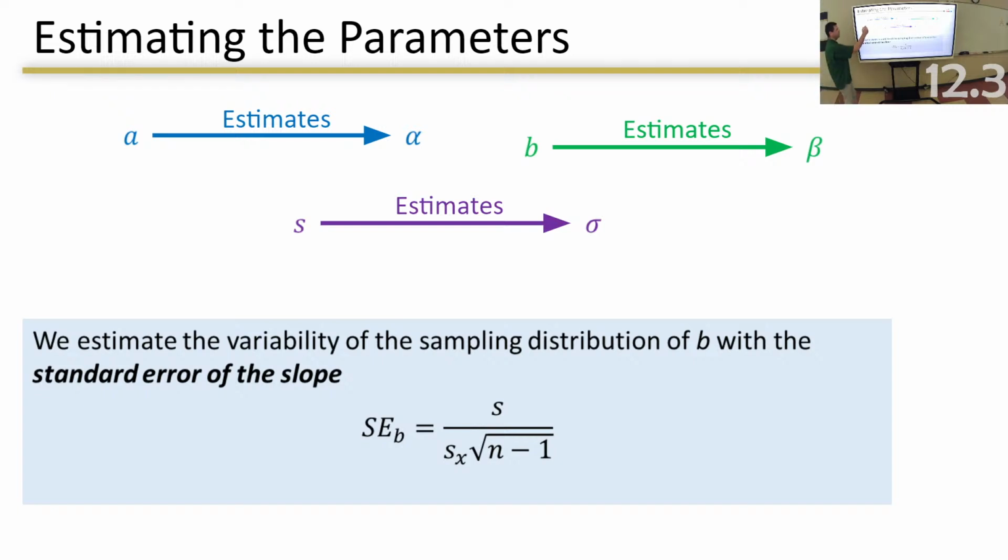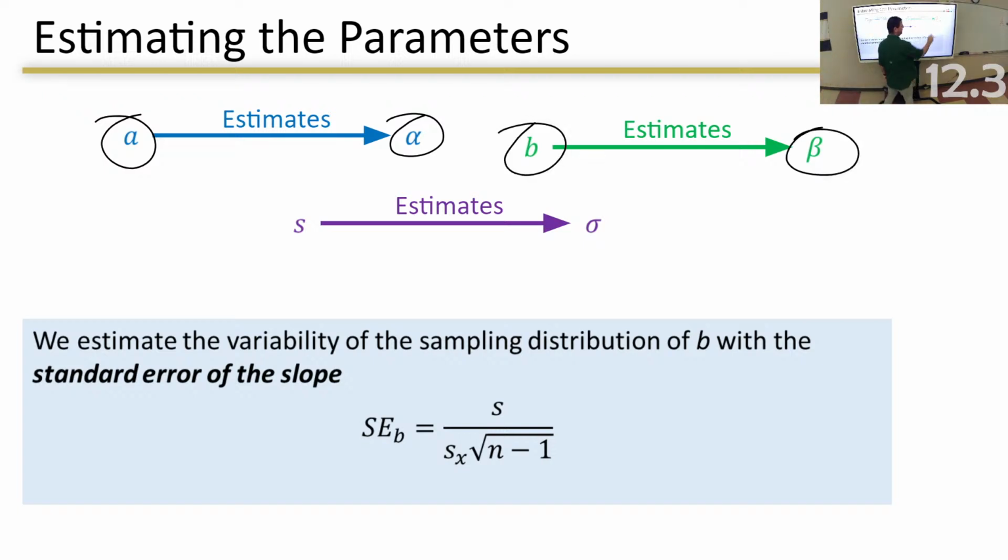Okay, this we've mentioned already. Make sure you do understand that. We use a to estimate alpha. We use b to estimate beta. This we used in chapter 4. We are turning them into alpha and beta because we're trying to estimate the population.